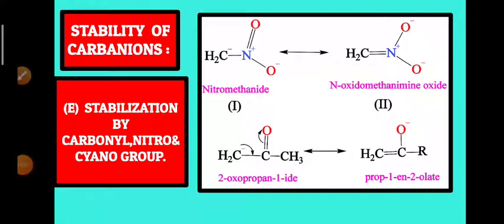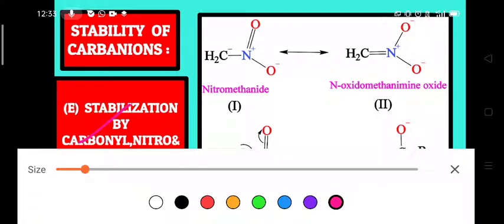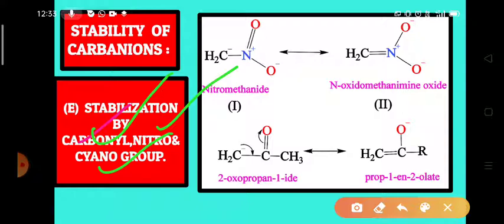Now we go over another point related to the stability of carbanions, that is, the stabilization of a carbanion which lies adjacent to the carbonyl, nitro and cyano groups. Carbonyl group, nitro group and cyano group.